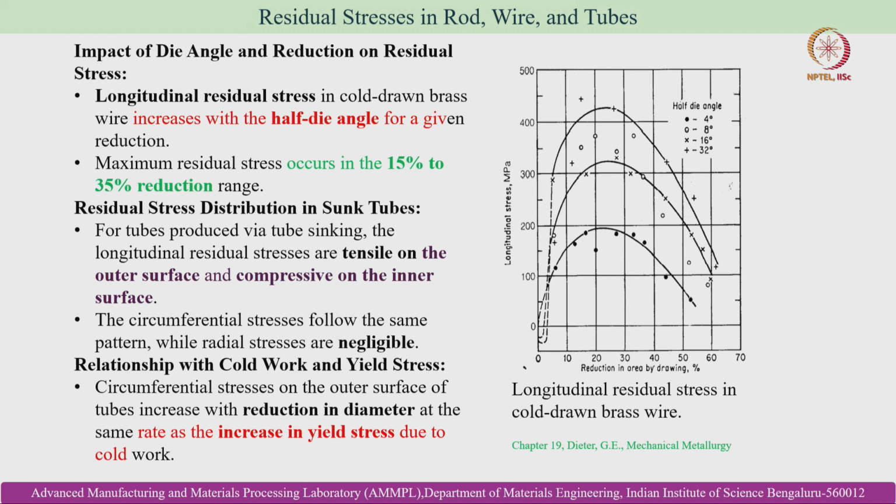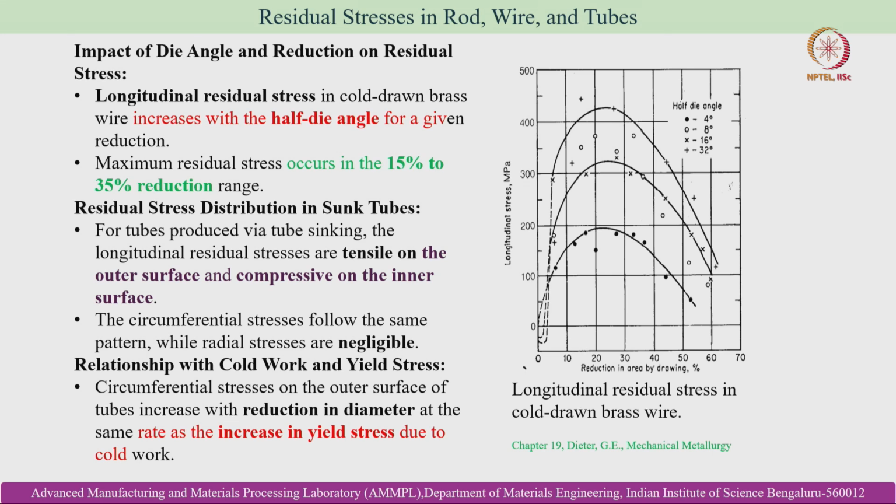Then the impact of die angle and reduction on residual stresses. Longitudinal residual stress in cold drawn brass wire increases with the half die angle for a given reduction. Maximum residual stress occurs in the 15% to 35% reduction range. These are basically the empirical findings listed here, observed with rigorous experimentation, and which have transformed to become thumb rules for the particular processes.